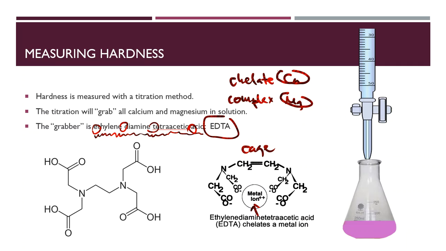So this is the structure of EDTA. And if you take a look, this metal has a positive 2 charge, right? And this COO group, COO group, COO group, COO group, each one of those carries a negative charge. So what will happen is that this molecule will wrap around. But here's the problem.